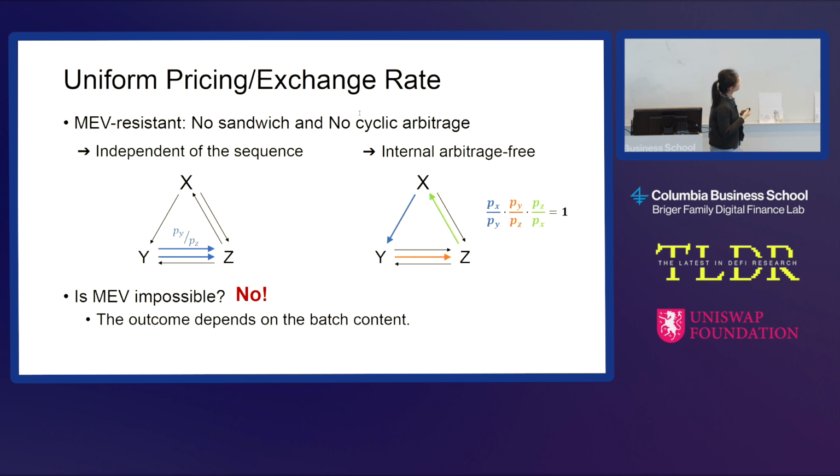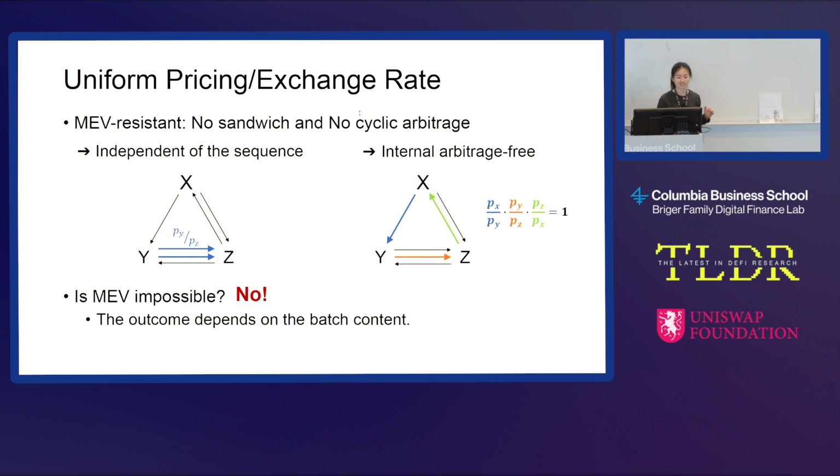Also, the sandwich attacker cannot exploit the user transaction to cause some price movement, because everyone will be executed at the same price. So the sandwich attack doesn't work here. On the right, we can see that in a batch there may exist a cycle, but it's easy to verify that the product of the exchange rates will always be 1. So there is no arbitrage opportunity.